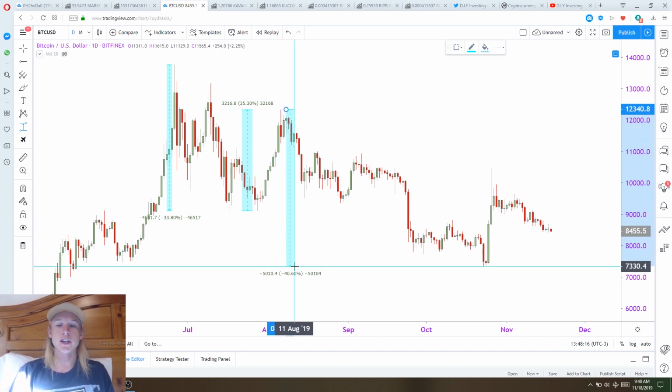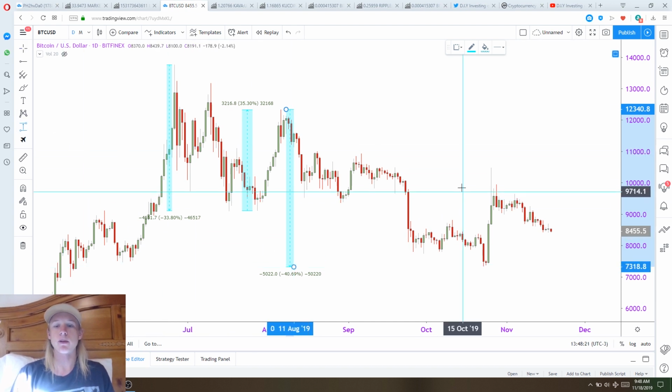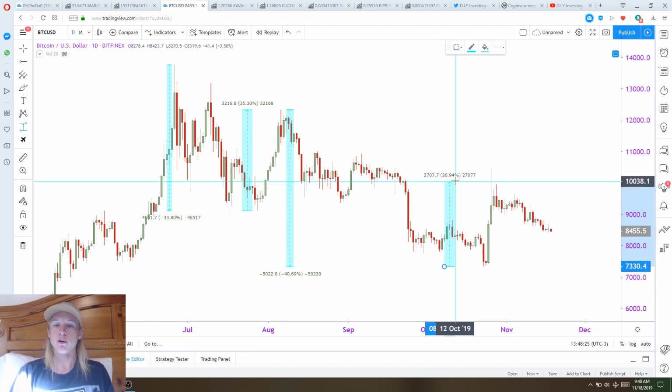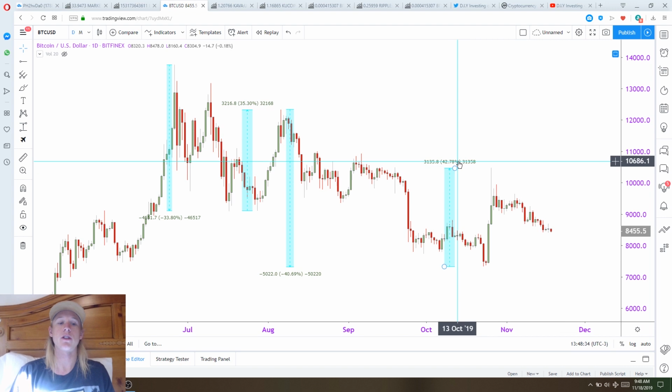Now this next retrace took us all the way back down to about 73. So that was about a 40% decline in price. Now, from the bottom of that decline, we saw another bullish reaction. So this time it was in the opposite direction. We just had our correction, and now we had our buyback. Now this, guys, takes us to about a 42% correction back up.